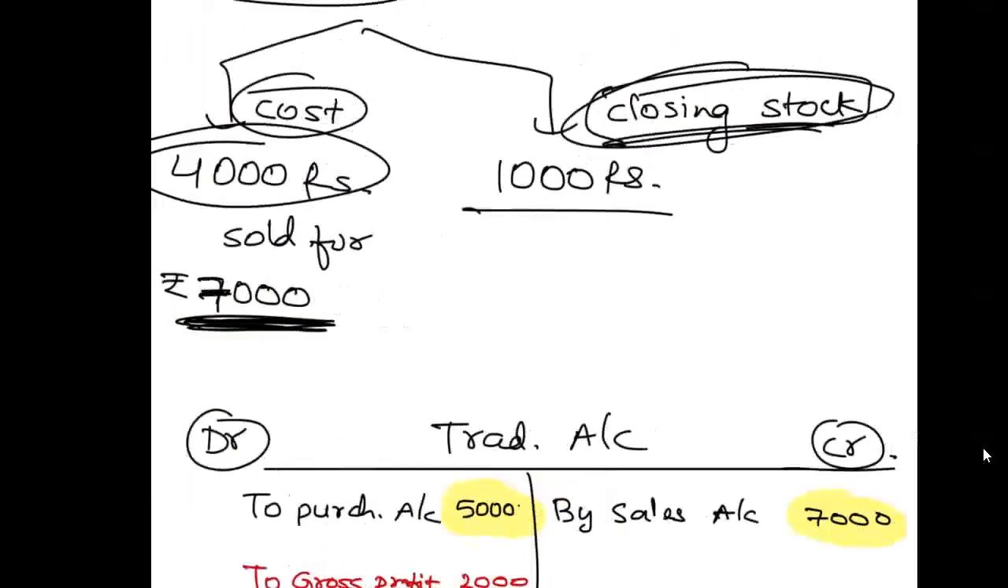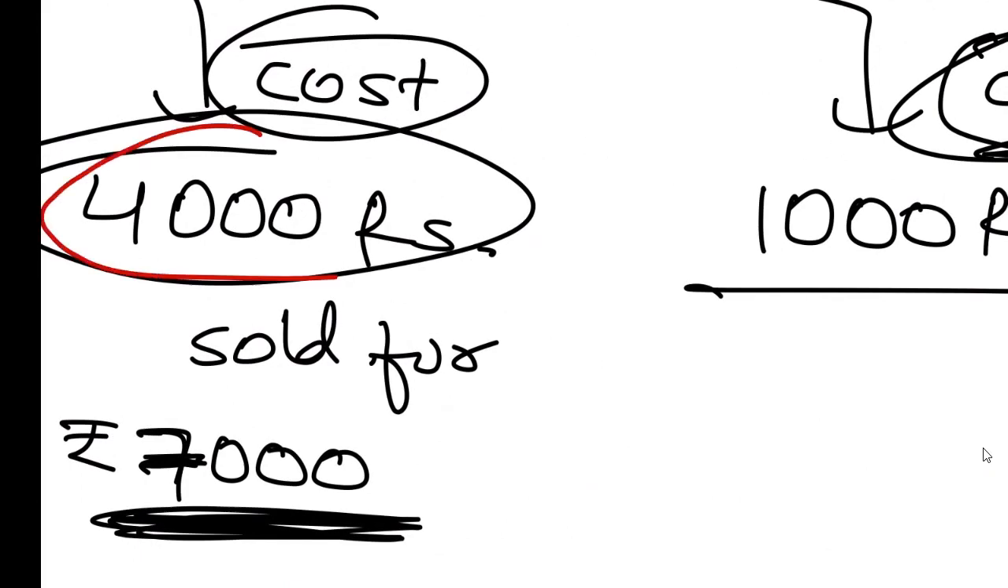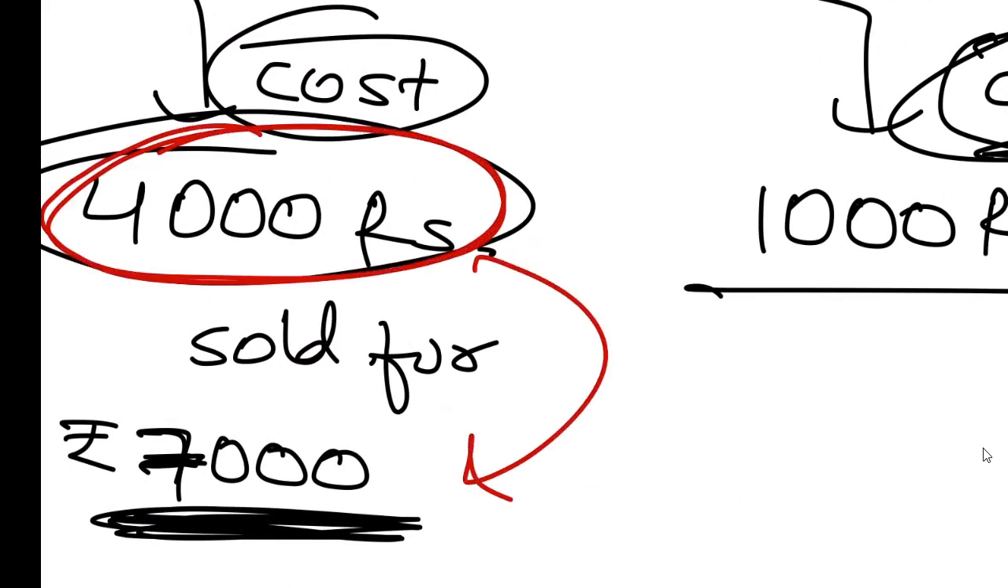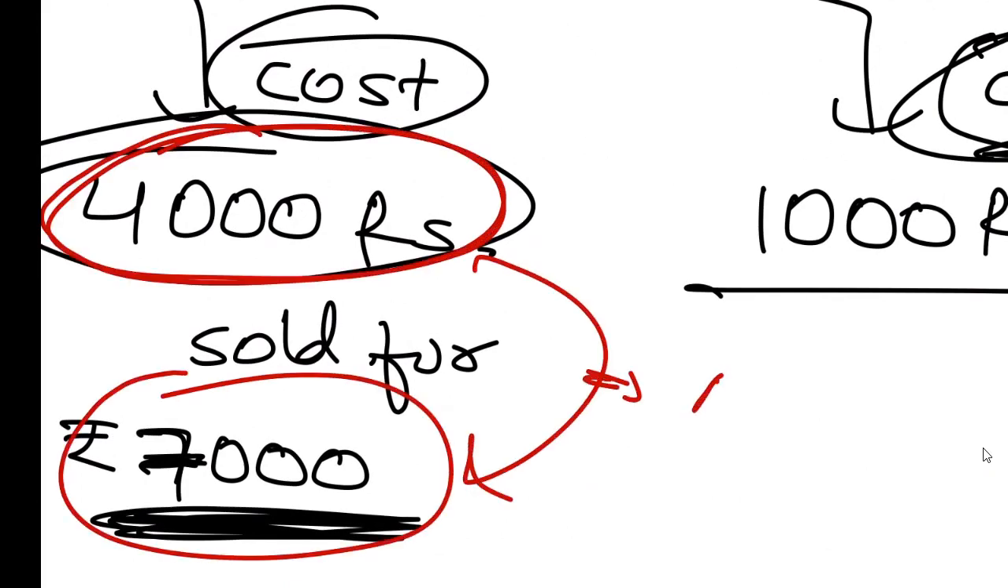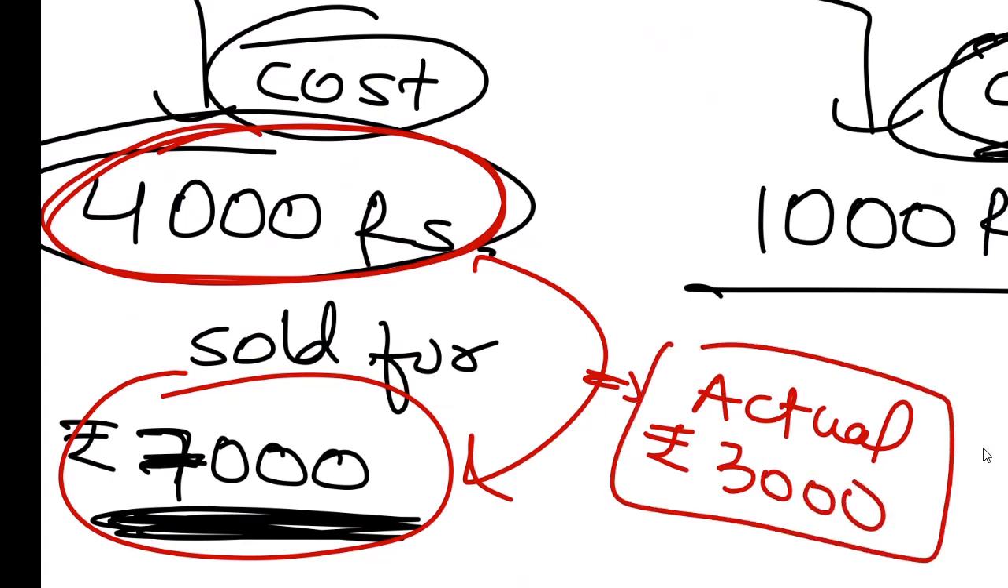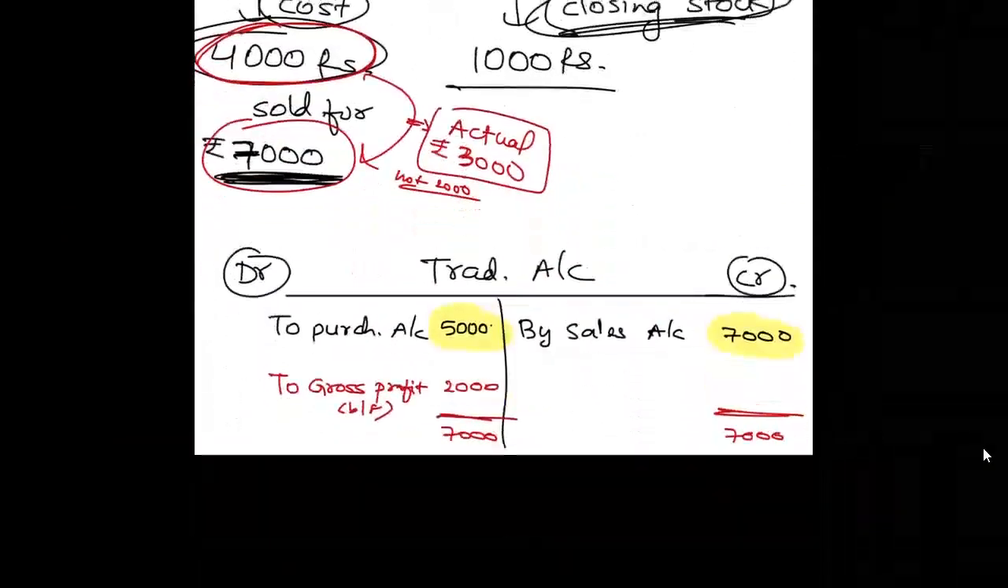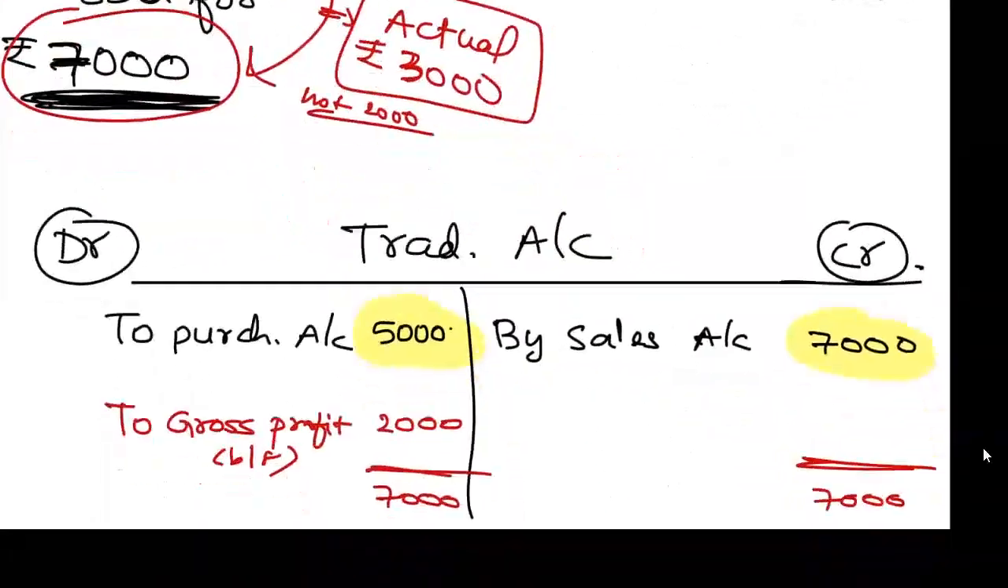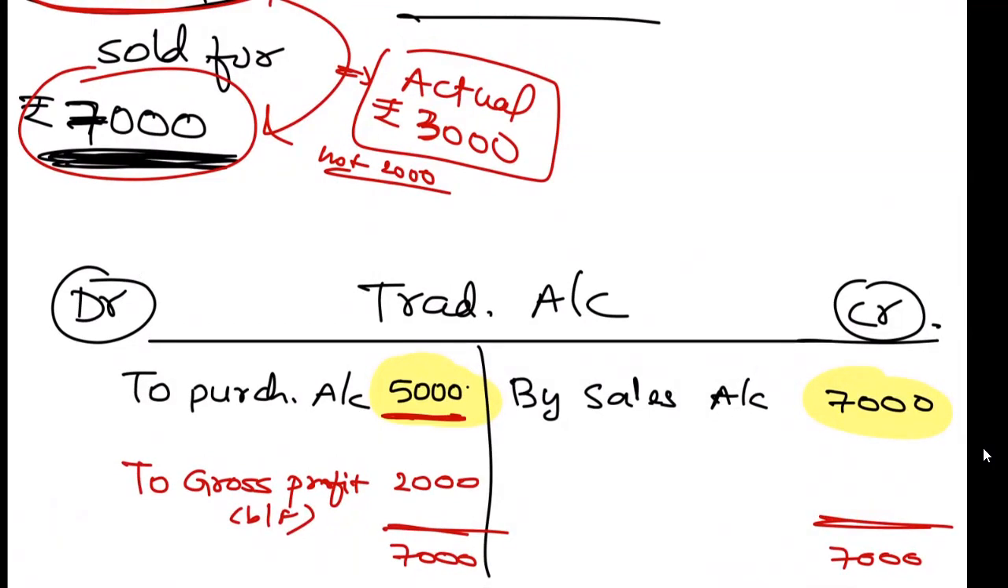The answer is no. 4,000 rupees of goods has been sold for 7,000. So in actual, the profit is 3,000 rupees and not 2,000 rupees. So that means, sir, my purchases here is given by 5,000. This should be 4,000.